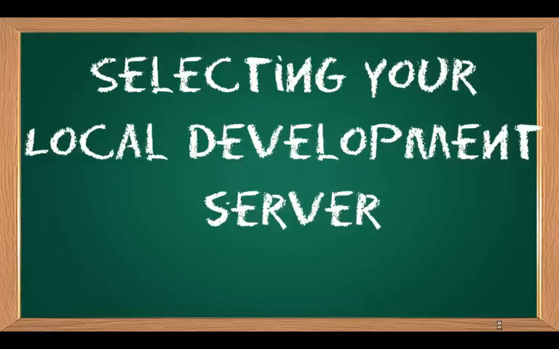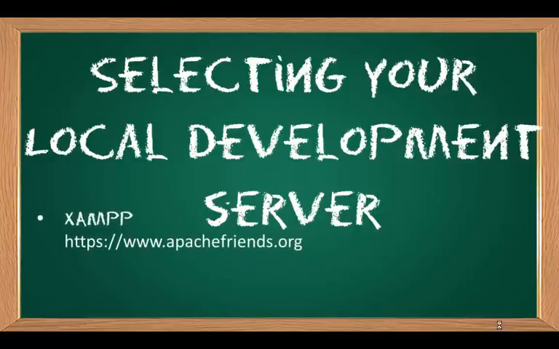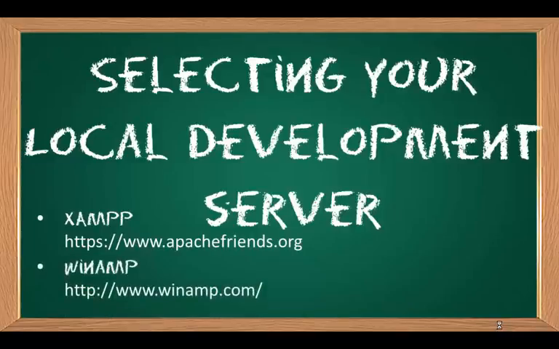So you need a good local development server. Personally, I like XAMPP, which you can get at www.apachefriends.org. Or alternatively, if you're on a Windows machine, you can use WAMP at www.wampserver.com. Just an aside there, XAMPP comes in 3 different flavors. It comes for Windows, Mac, and for Linux. WAMP, I believe, is only for Windows machines.